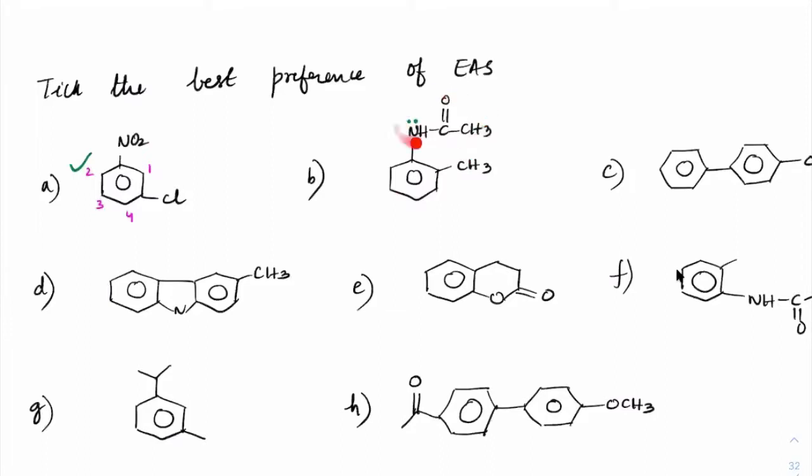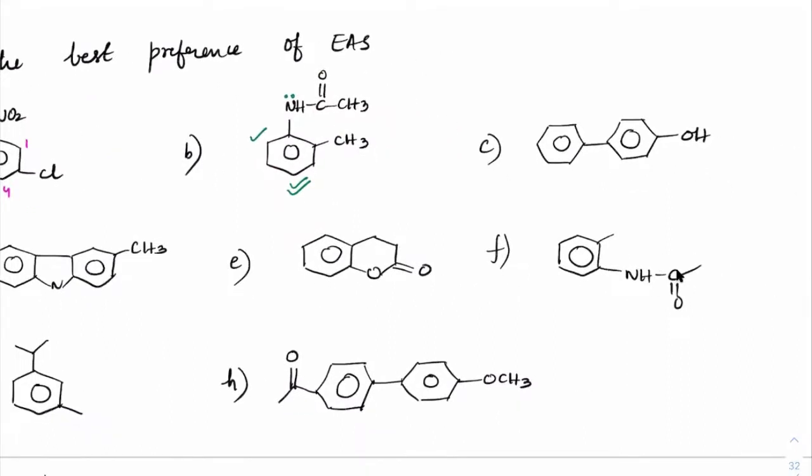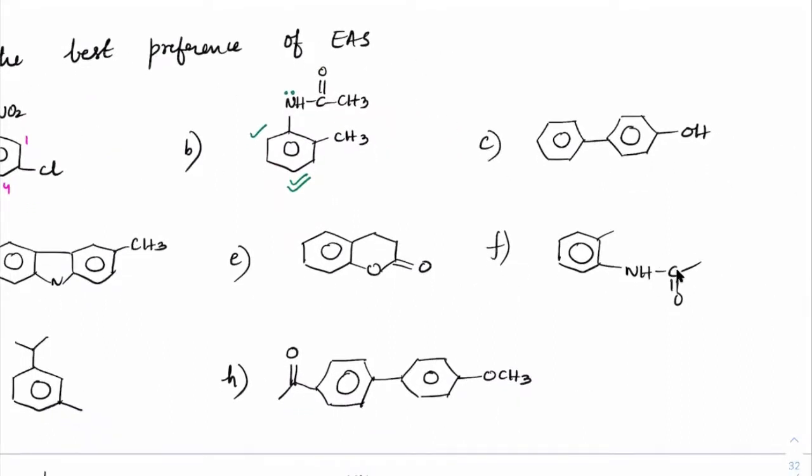This one. NHC double bond of CH3 is more activating as compared to that of, both are activating, but this is even more activating. So you have to write the product with respect to this. There is an ortho position here, para position here. Which is more preferable? Para is more preferable. Correct.